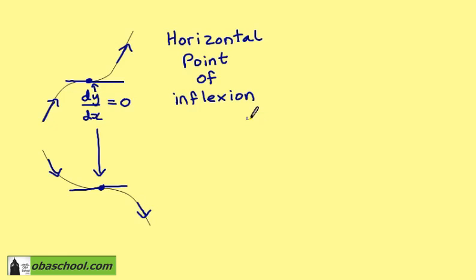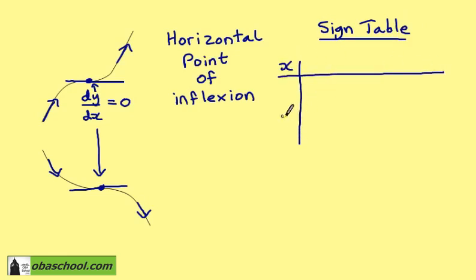So a horizontal point of inflection is a type of turning point, a point at which the tangent to the curve has gradient 0. Once again, we can investigate these with a sign table. We know what a sign table looks like from the previous examples. We have x and we have dy/dx and a picture in the bottom.